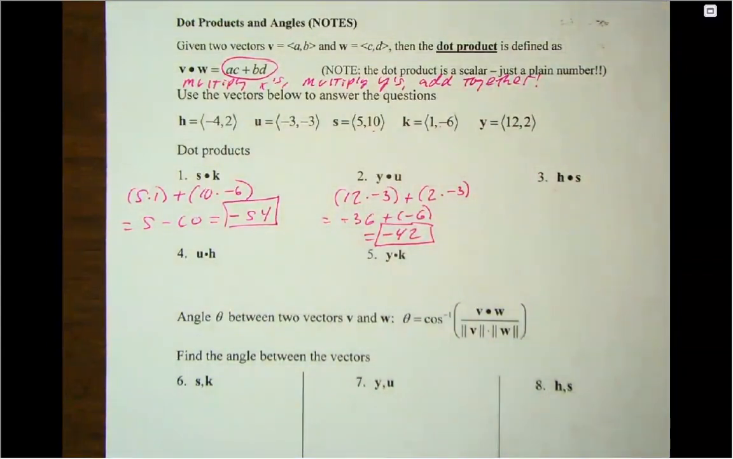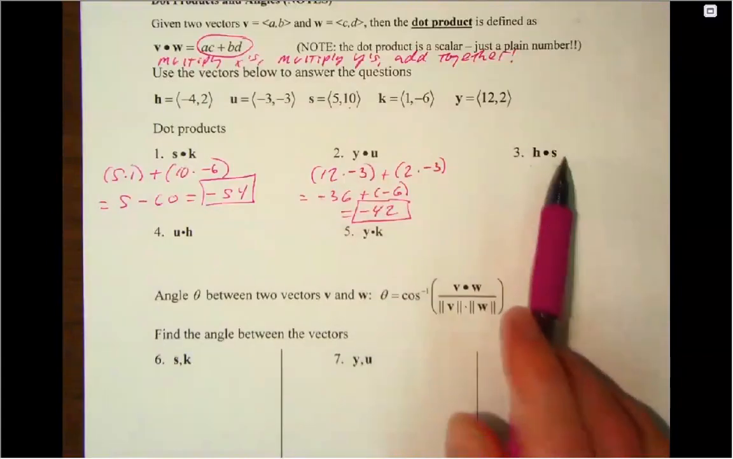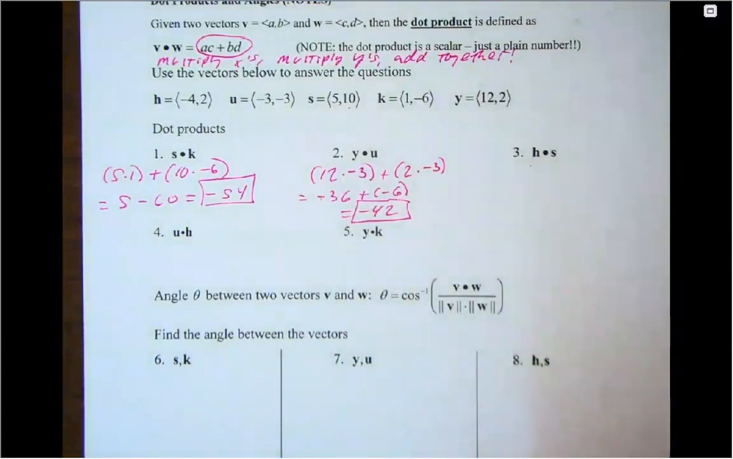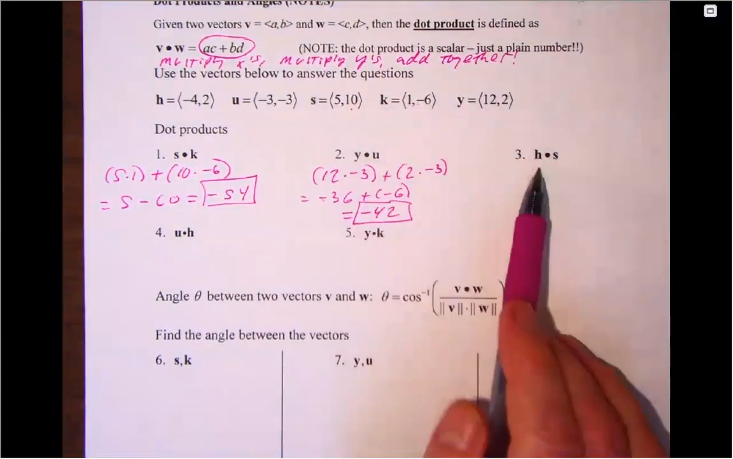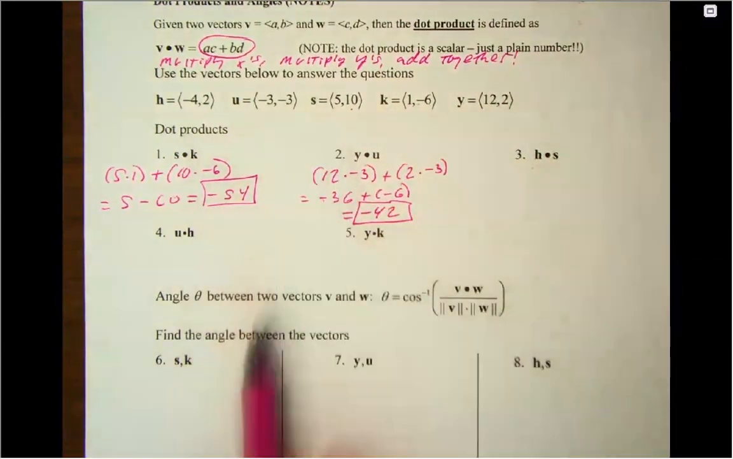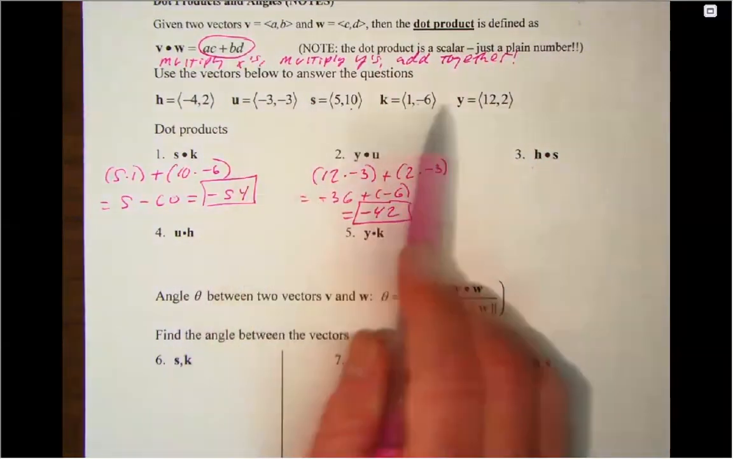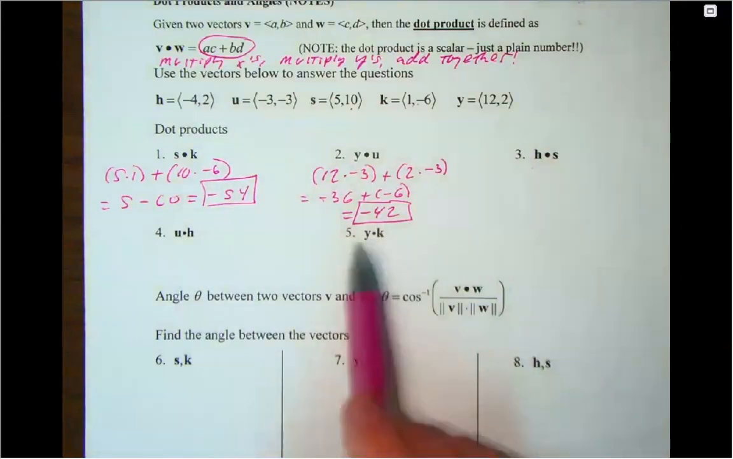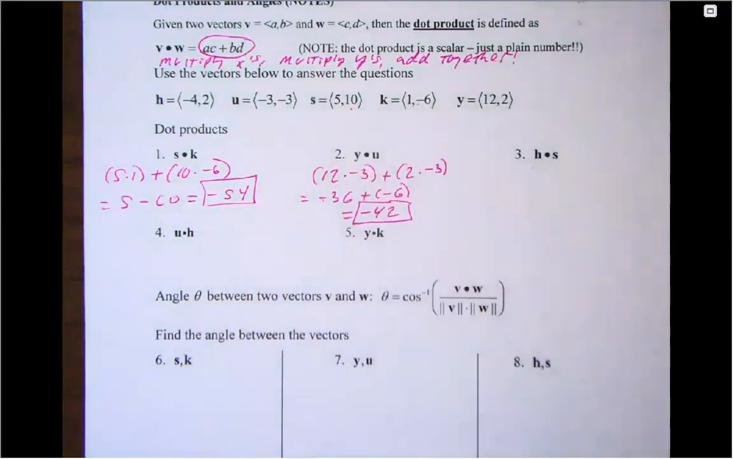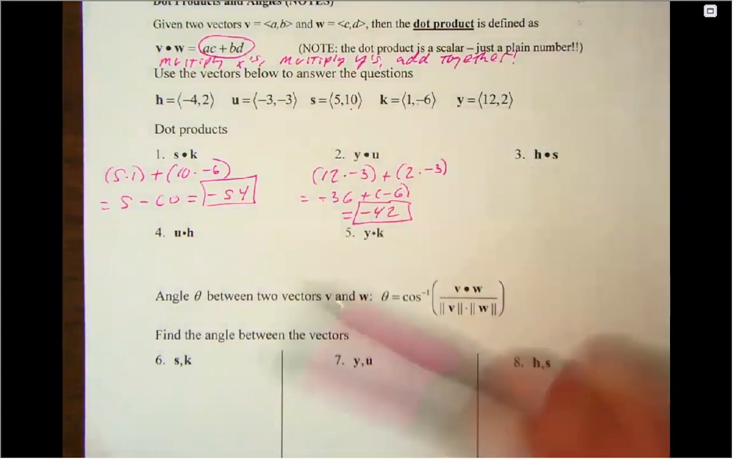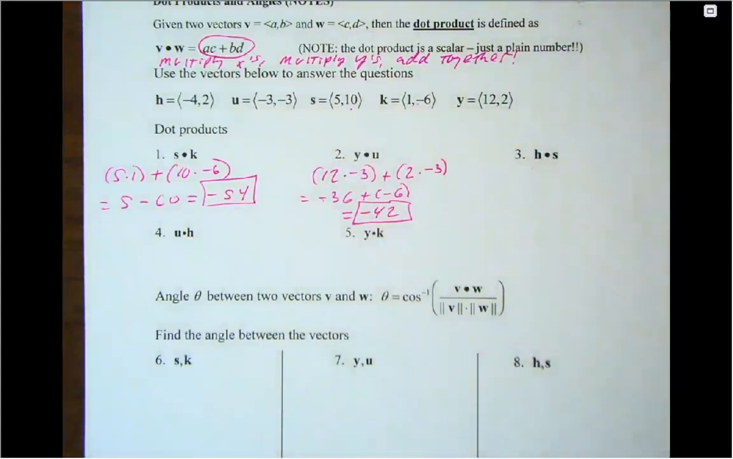So I'm going to give you about 3 minutes. You can just look up on screen, jot them down on a piece of scratch paper in your notes, whatever. Find the dot product of h dot s, or sorry, u dot h, good heavens, u dot h, and y dot k. And we'll come back and check those real quick, and then we'll go in to see how we can use the dot product to find the angle between two vectors. If you get those answers, you can send them in the chat box. That would be cool.